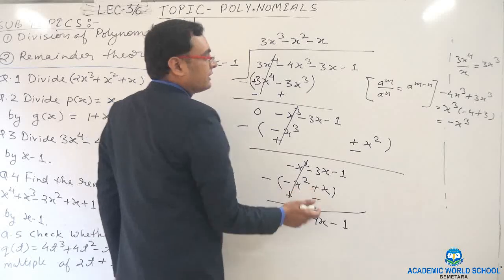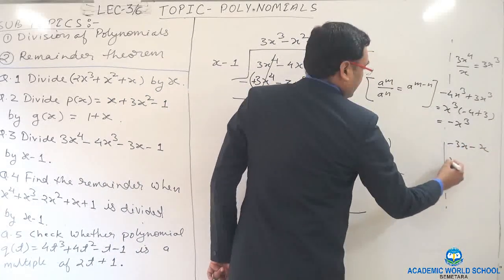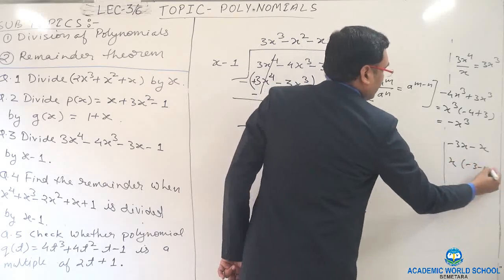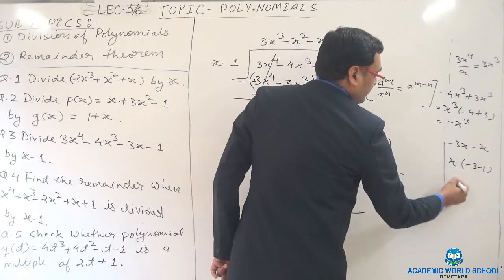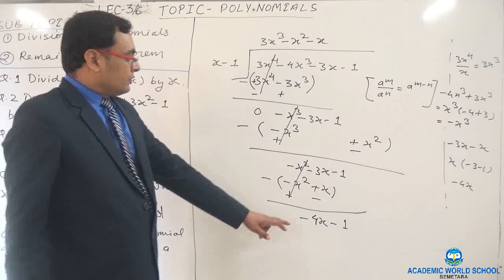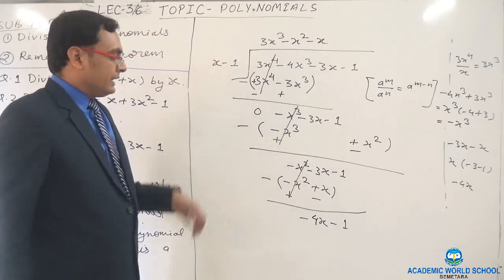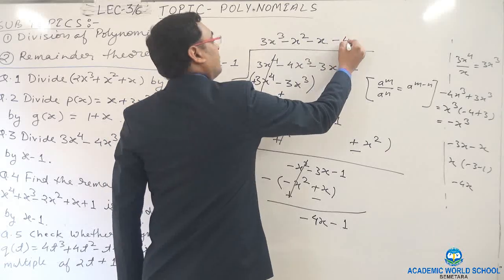I am explaining it here. Minus 3x minus x, you can take x common. So minus 3 minus 1, both having the same sign, is minus 4. Minus 4 into x is minus 4x. So minus 4x divided by x is minus 4.